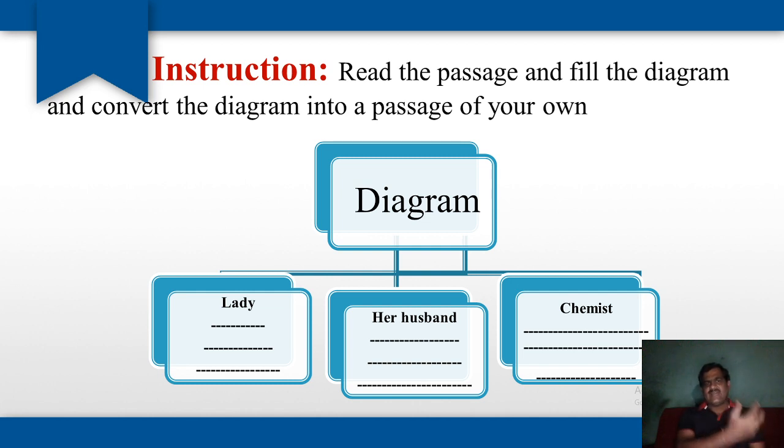So that paragraph can be converted into the form of a diagram or a tree diagram or any form you can also give to your learners. On the basis of that paragraph, I have given here lady, husband, chemist. They have to write down the points related to this. After checking these things, they can convert this diagram into their own paragraph. They can also make their own passage on the basis of the points they have taken in the diagram. So this type of activity they have to perform.